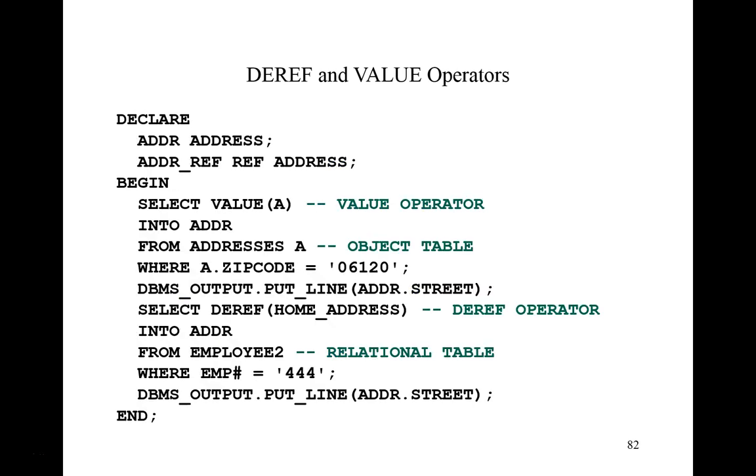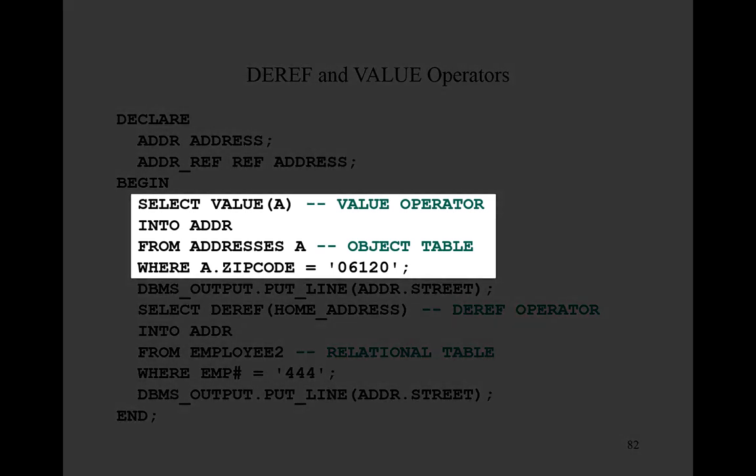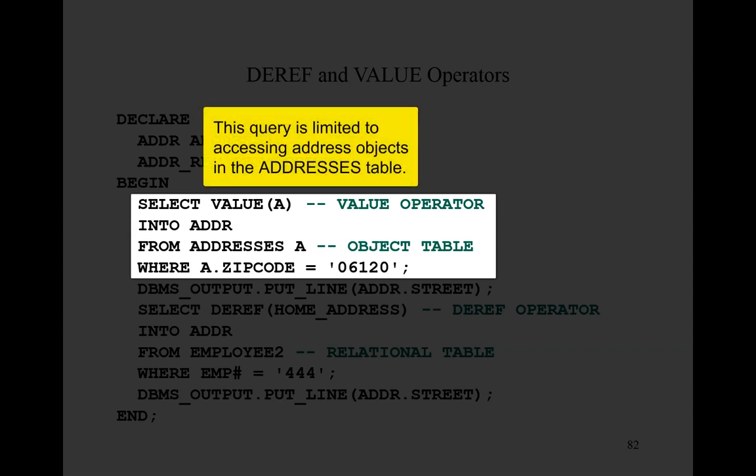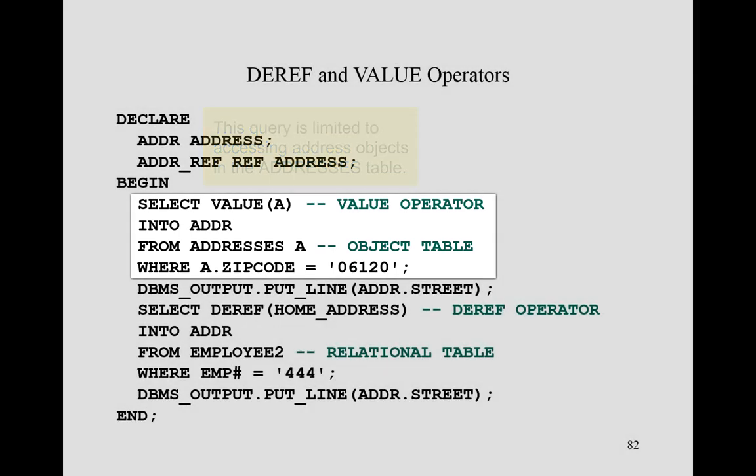With this PL/SQL program, we demonstrate the difference between the value function or operator and the deref function or operator. We use the value function to extract address objects from the addresses table. Hence, value takes as an argument a correlation variable that we've associated with the addresses table. The address that we placed in more addresses, the home address for Shemp, cannot be accessed through this query. We would have to change the from clause to identify a different table.